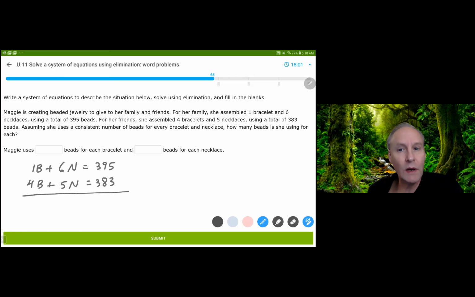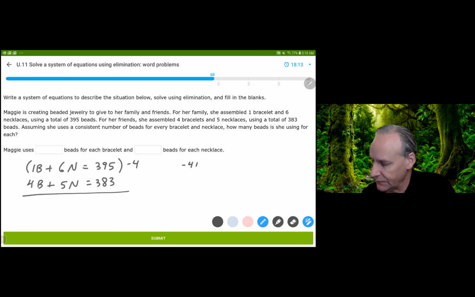And notice I have a 1. Whenever you have a 1, that's the one you want to kind of focus on and multiply this whole top equation by -4. I'm going to put it over here: -4b, plus, if I multiply, -24n is equal to -4 times 395. It's going to be -1580.